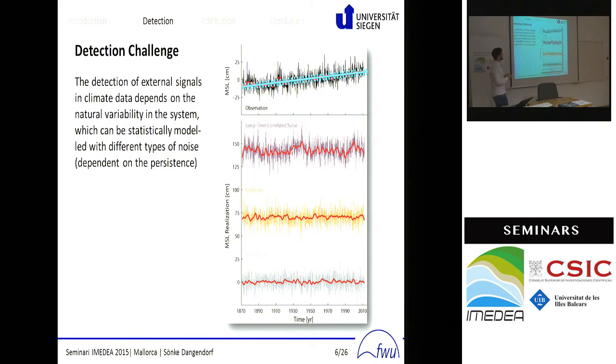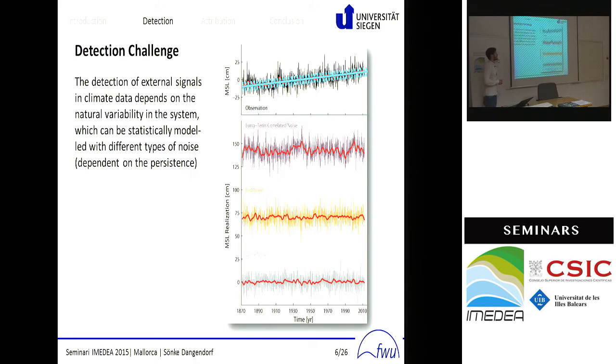That means also that when we have this uncertainty, if we observe, for instance, a trend of 2 millimeters and we have an uncertainty of 0.2 millimeters, there are 1.8 millimeters remaining, which we cannot explain by natural variability. What happens now if I use, instead of a white noise process, a red noise process?